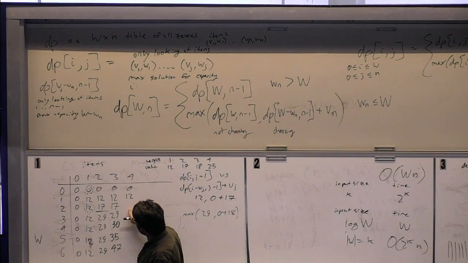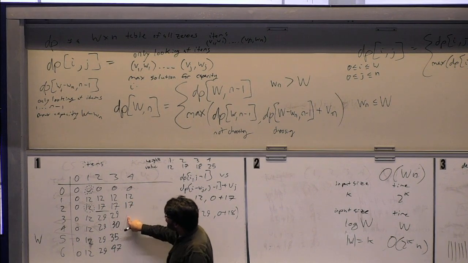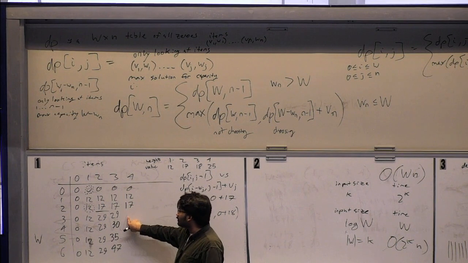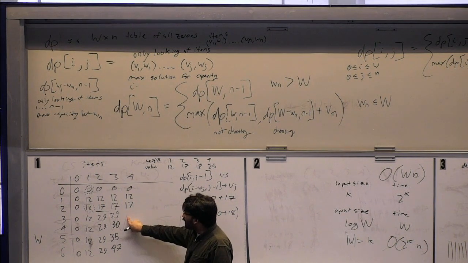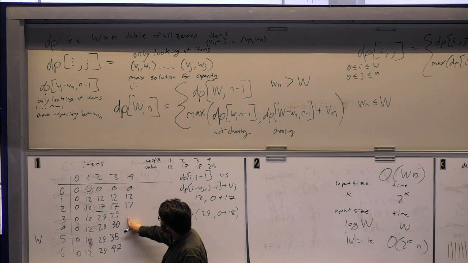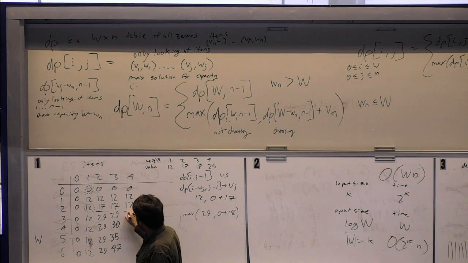If you have capacity 2, you can choose only item 1 or item 2, but not both. So it'll take item 2, which is 17. If you have capacity 3 and all items to choose from, you still can't choose item 4. So it's going to be the max you could steal, not considering that item. So this value should be 29.